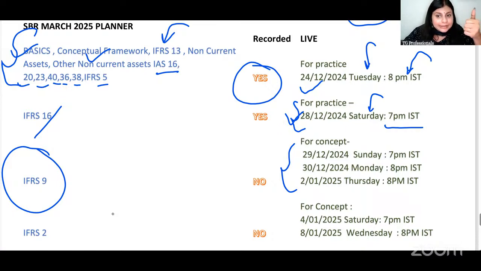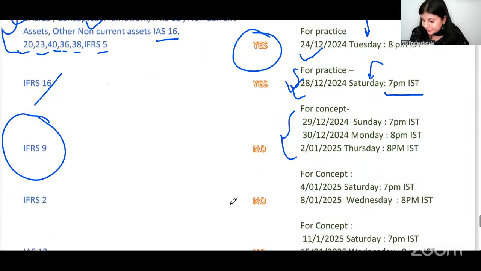So 29th December, it's a Sunday, first session on IFRS 9. Second session on Monday, third session on Thursday. If you miss it, you have the recording. No problem. Of that live session, you'll get the recording. But it is highly recommended that you attend the live class because that's why I'm arranging more live classes this time. I want interaction. I want to clarify your doubts on time. Okay. That is our schedule for IFRS 9.